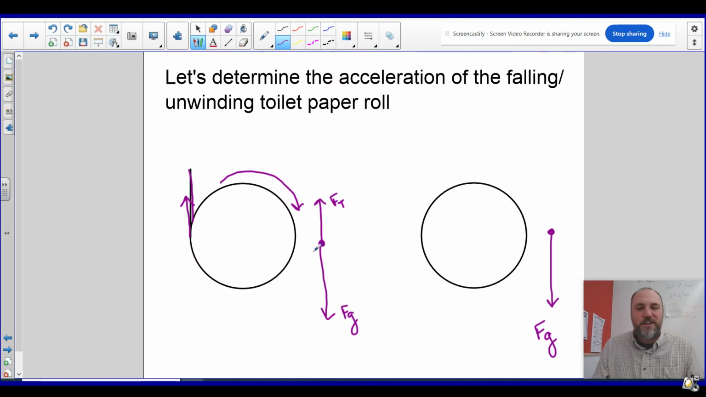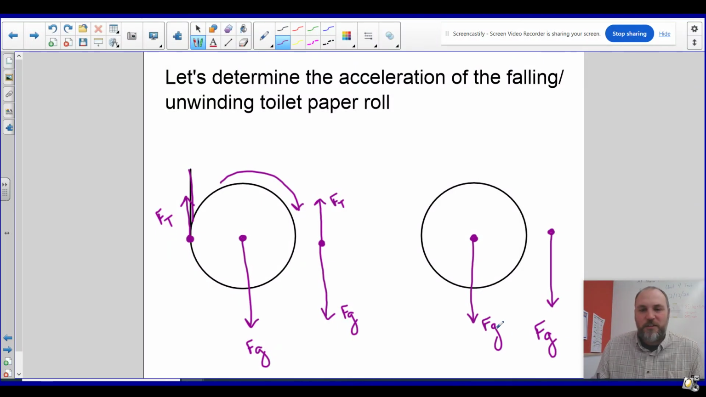What I want to do is actually get a relationship. What fraction of g are we going to get? And I'm going to do that by drawing a torque diagram. A torque diagram puts each of the forces from the free body diagram exactly where they act on the system. So I'll put Fg right at the center, and I'll put Ft right where the toilet paper is unraveling from.